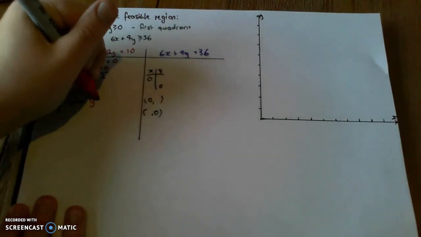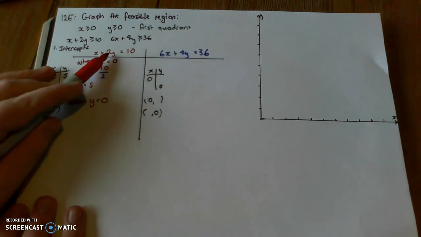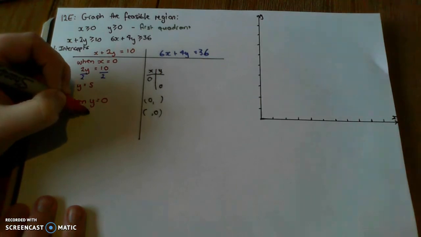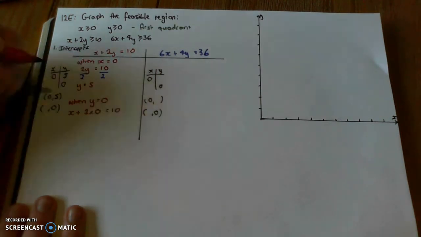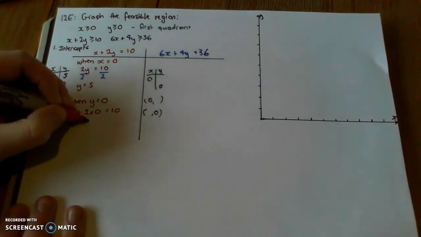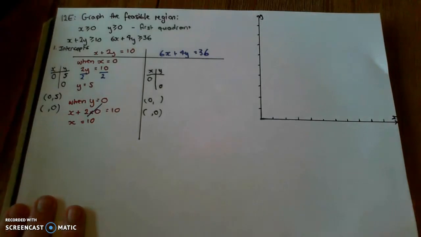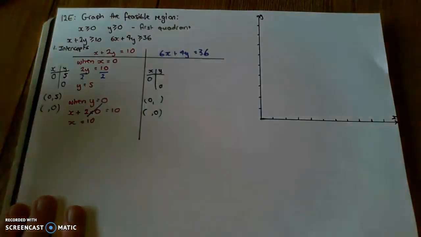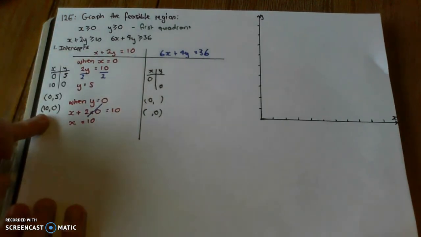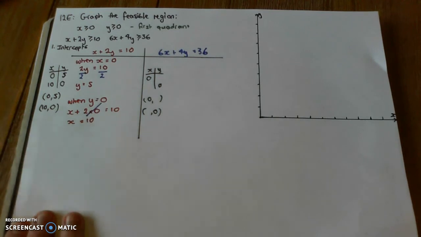Next, when y is equal to 0, we know that x plus 2y is equal to 10, so we have x plus 2 times 0 is equal to 10. We can straight off the bat say that x is equal to 10, because 2 times 0 will cancel out. So we have x is equal to 10 for our x coordinate, or x-intercept. So now we've actually solved the intercepts for this first equation.